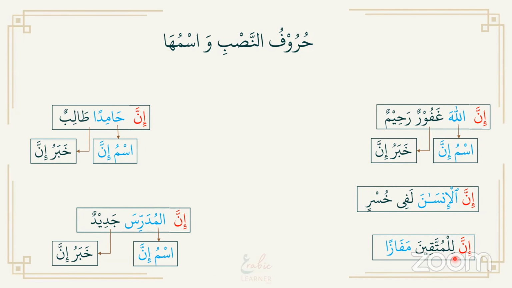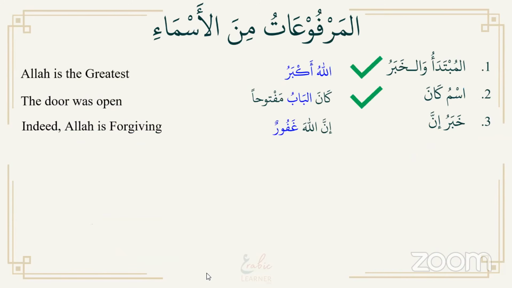Now, inna lil muttaqina mafazan. Here the khabar is muqaddam. Lil muttaqina is the khabar, and mafazan is coming afterwards. Inna is working on mafazan, which is ismu inna. So these are some examples of ismu inna and khabaru inna, and khabaru inna is marfu. This is from the marfuat category.